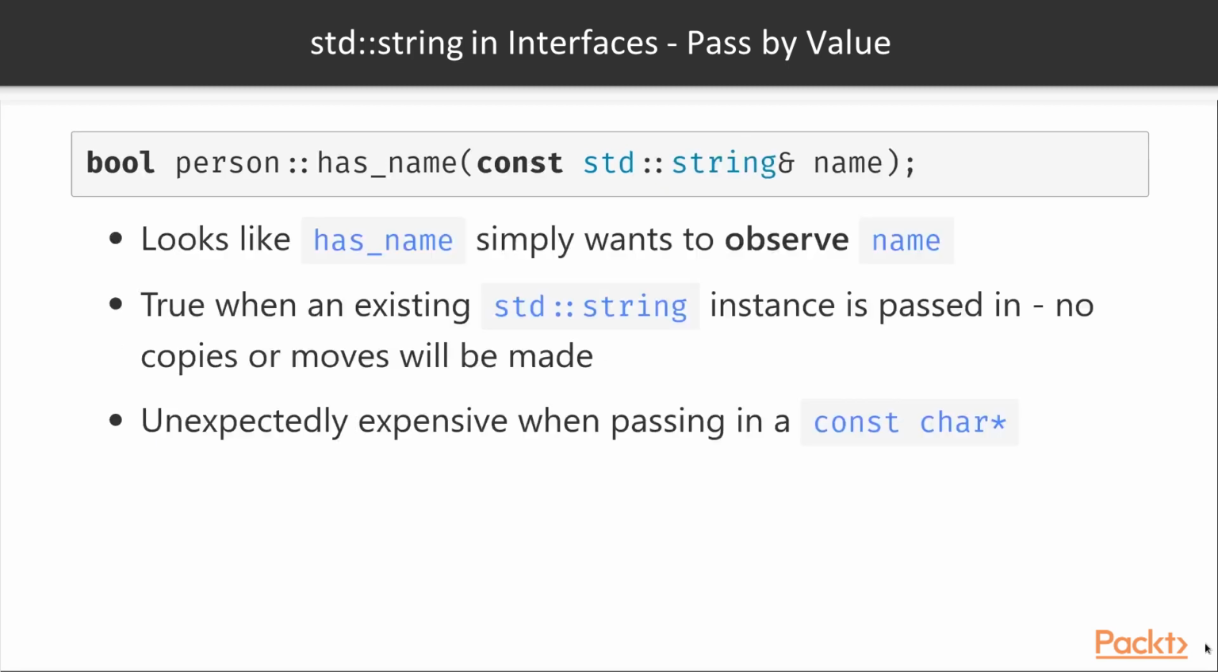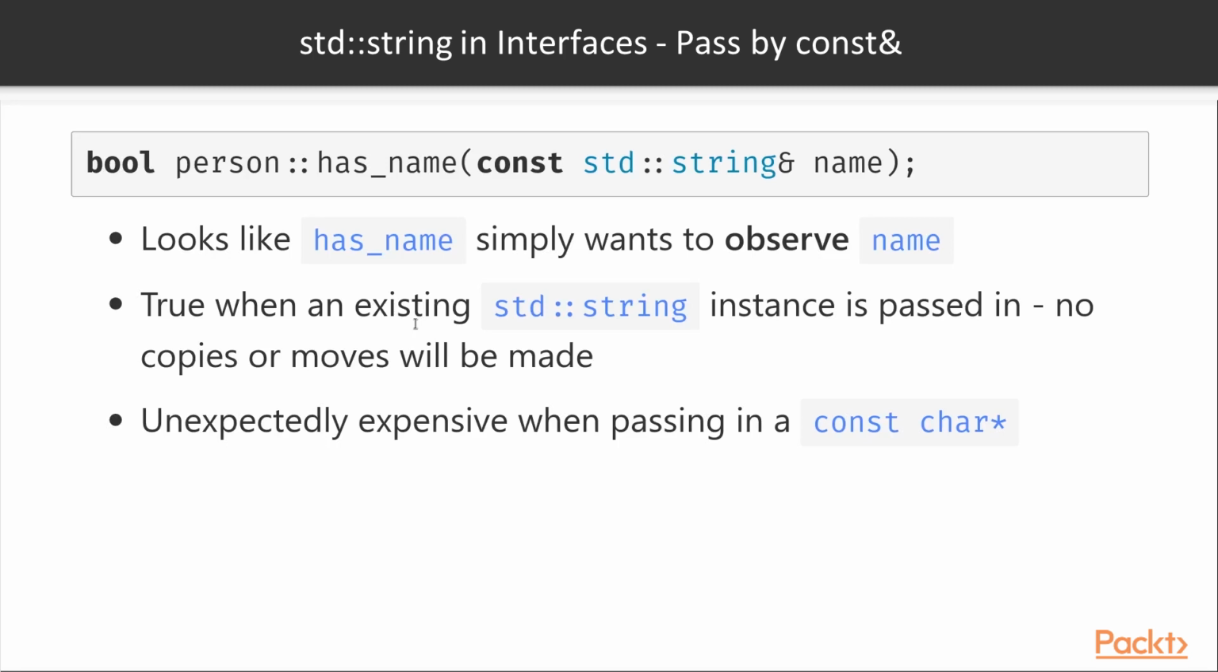Another common way of taking strings in interfaces is by const reference. Imagine this function returning a bool, which tells you whether or not a person has a name of a specific string name. In this case, the intention that the reader gets while looking at the signature is that hasName simply wants to observe the contents of name and not retain them. This is true when an existing std string instance is passed in. In this case, no copies or moves will be made, as all that needs to happen is for the function to look inside the string buffer of the name parameter and compare it to whatever the person has.